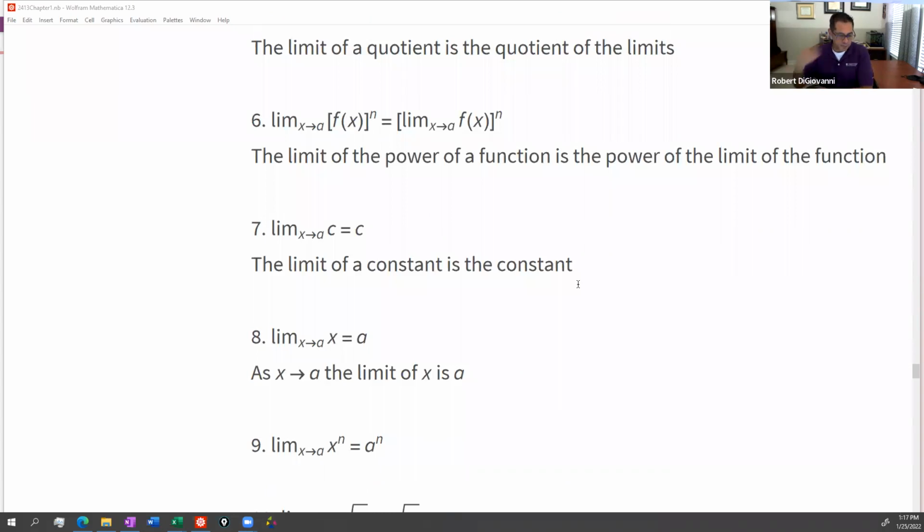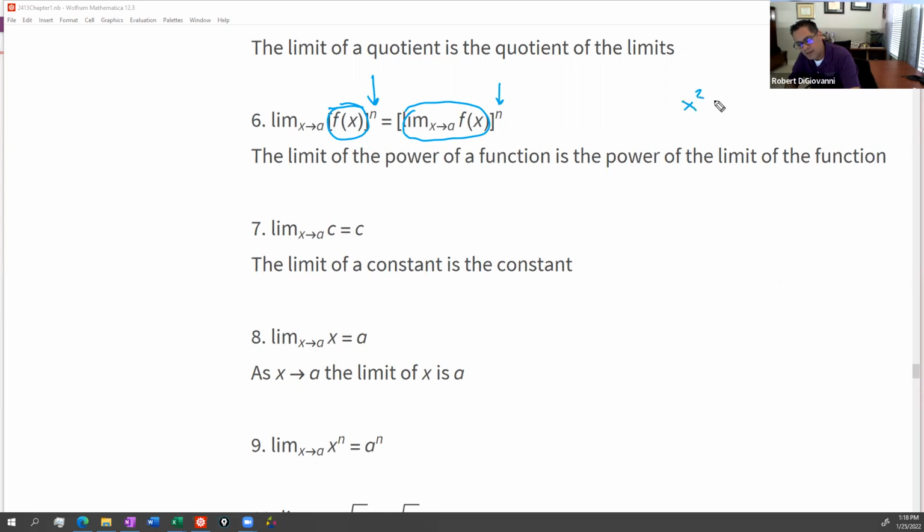Number 6. The limit law for 6 says that if you have a function raised to a power, what you can do is just figure out what the function's doing, take that limit, figure out what happens, and whatever that answer is, then raise it to the power. So it's almost like the limit can go in the power. Let me give you an example of this.